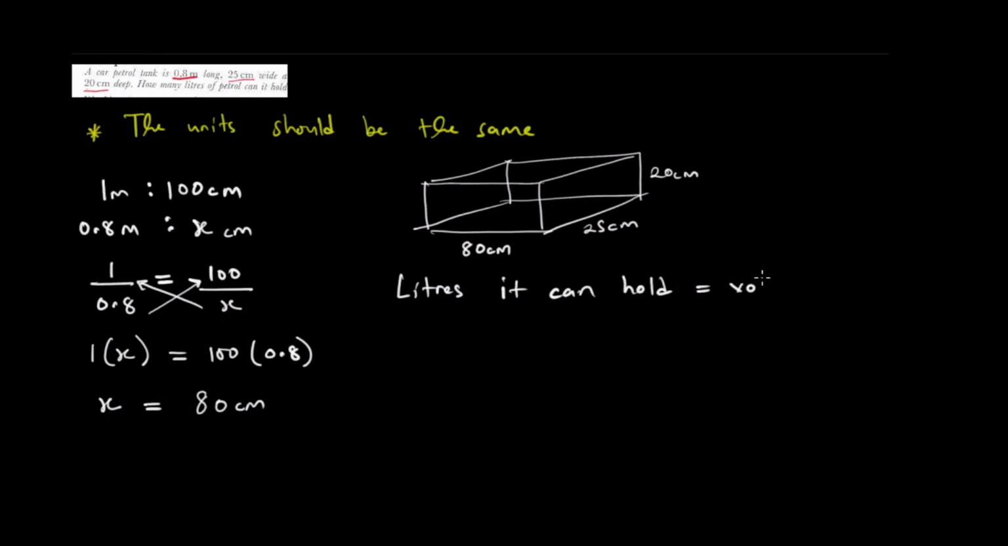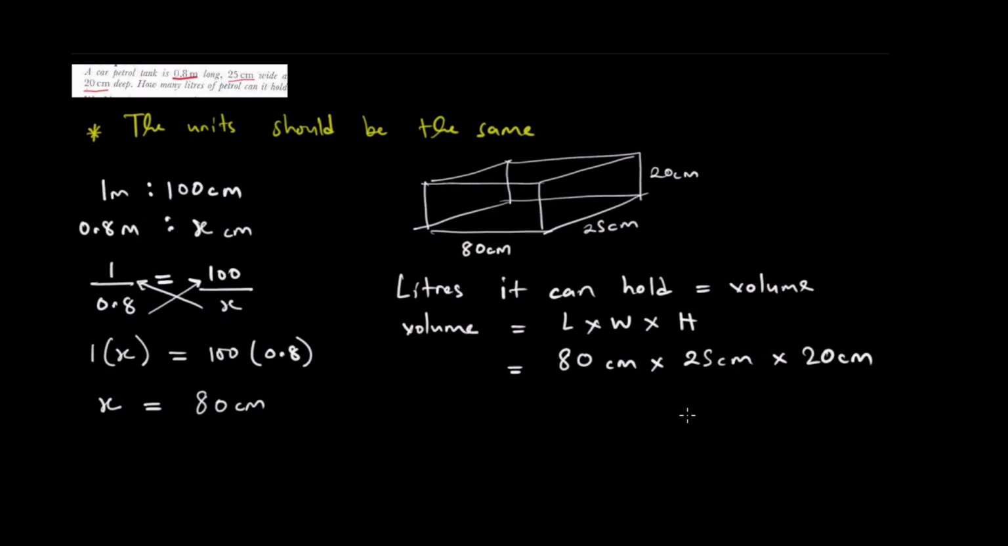is equal to volume. Volume is basically length times width times height. You may have learned it first as base area times height, but here it's straightforward. So this is equal to 80 centimeters times the width of 25 centimeters times 20 centimeters. Then we just do the calculation: 80 times 25 times 20 is 40,000. So this is 40,000 cubic centimeters.